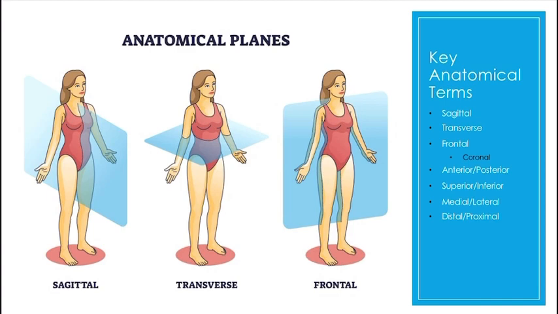When talking about anatomy, it's important to understand the anatomical planes. We have a sagittal plane, a transverse plane, and a frontal plane, or a coronal plane. And as you can see from the photos here, it's clear what all of these planes mean. But then there are some other terms like anterior and posterior, where anterior is closer to your visual field, whereas posterior is closer to your back.